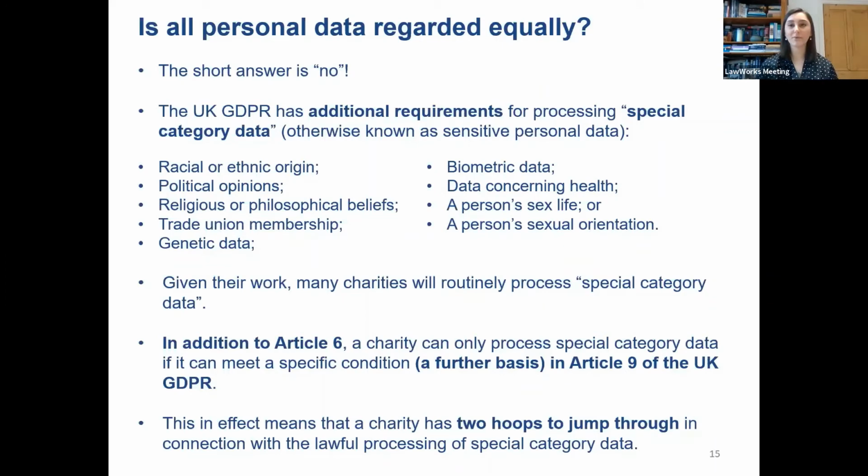So do the same rules apply to all types of personal data? For example, is someone's name regarded in the same way that details about their health would be? No, that's not the case.